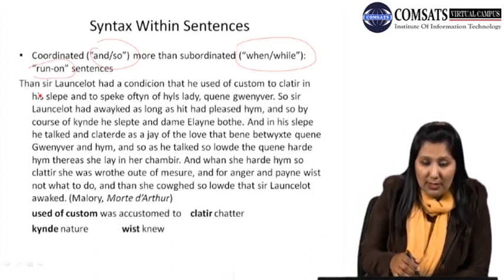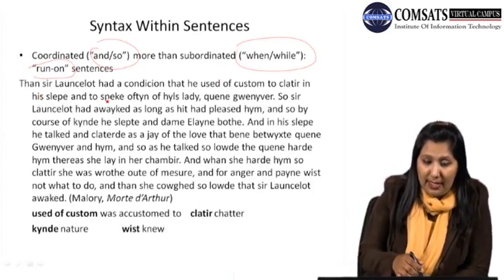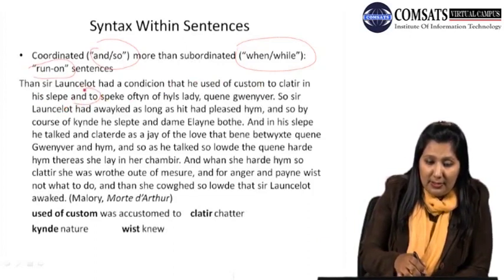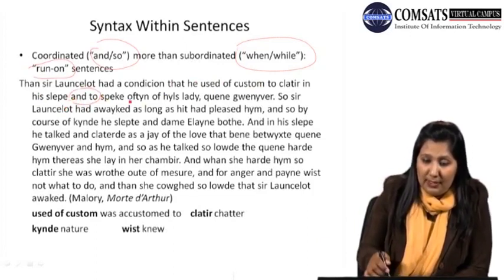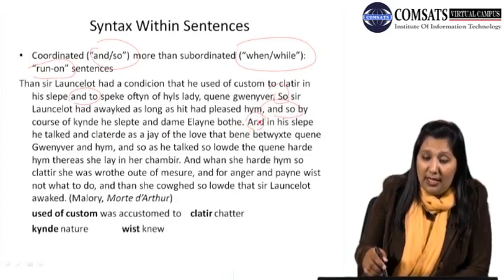Then Sir Lancelot had a condition, and to, so. And so, and the combination of every word, every sentence is almost starting with and.